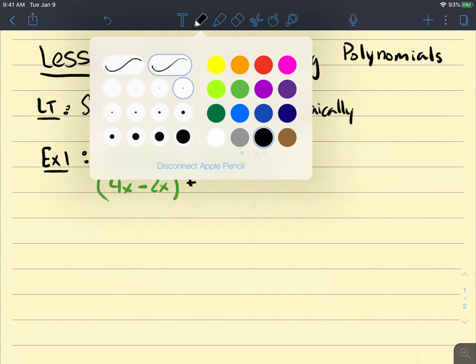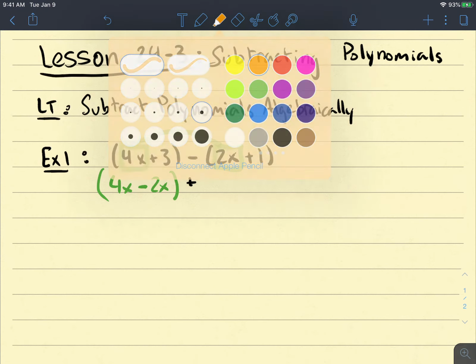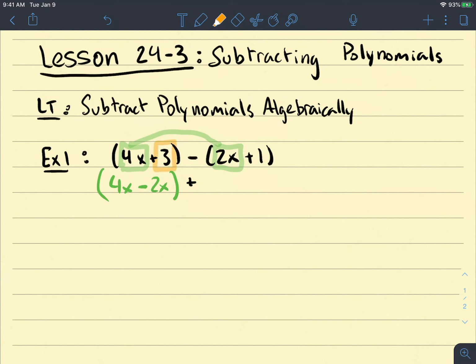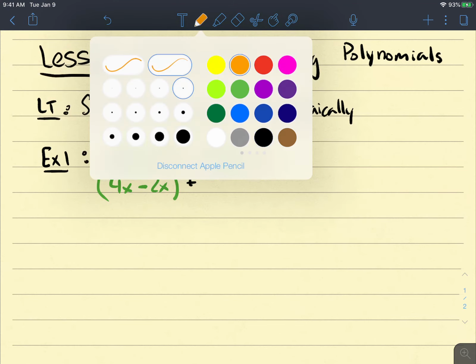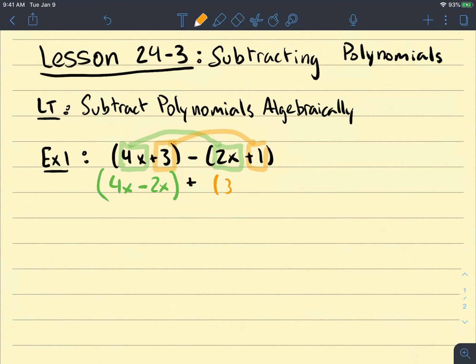And then we're going to look for our other like terms. In this case, it's our constants, 3 and 1. So what we're going to do here is 3, and then remember there's a minus sign here, so minus 1. And then we combine our like terms, right? So 4x minus 2x is going to yield us 2x. We're going to keep our plus sign. And then 3 minus 1 is going to yield 2. So right here, this is our final answer.